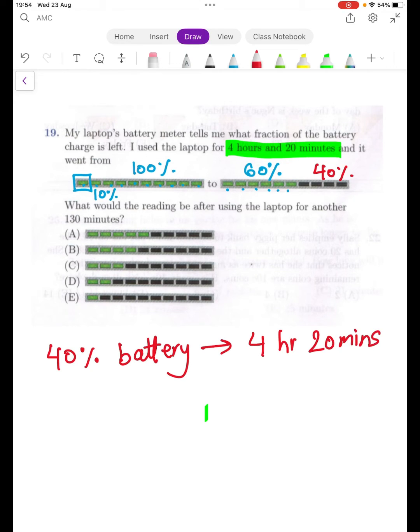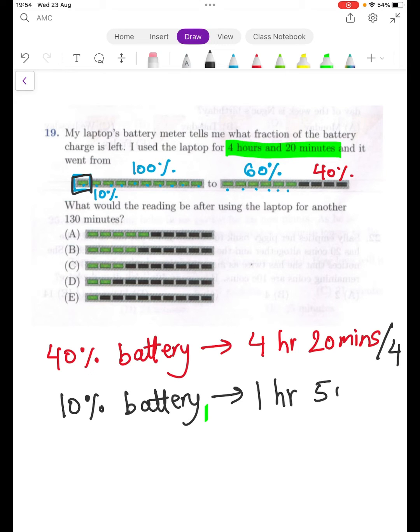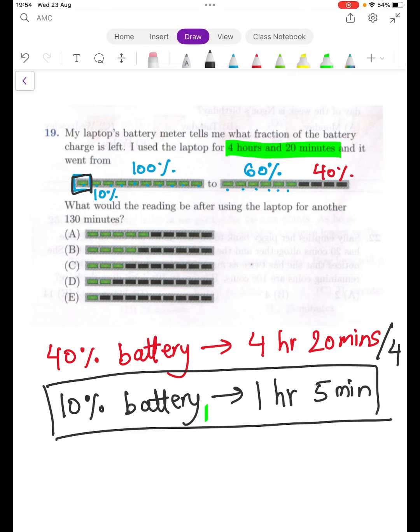Now you can calculate that if 40% gets used up in 4 hours, 20 minutes, then 10% of battery, that means each of these little bars, will be used. You can divide that whole thing by 4, and this will be 1 hour, 5 minutes. And this information is important. So 10% of battery is used up in 1 hour, 5 minutes.